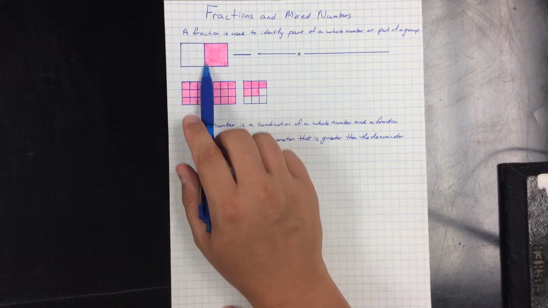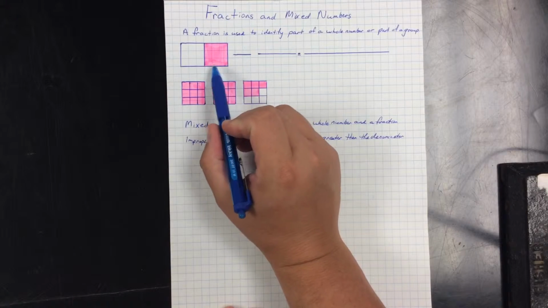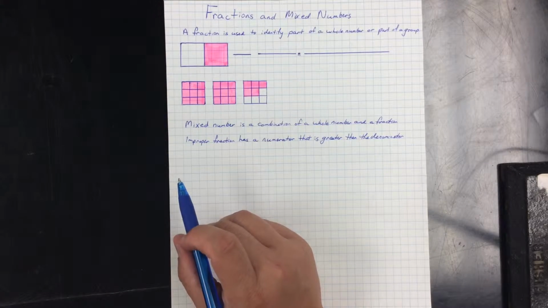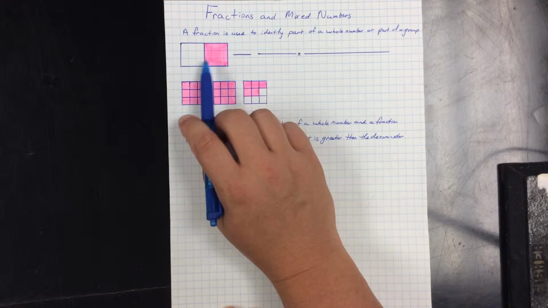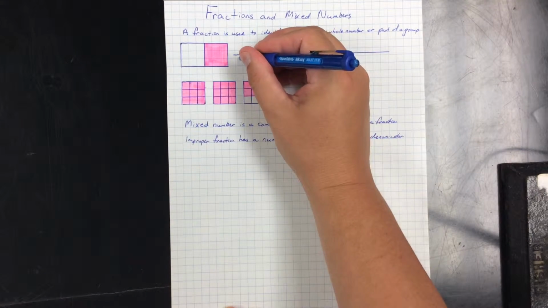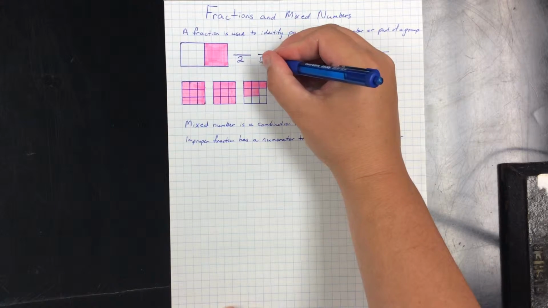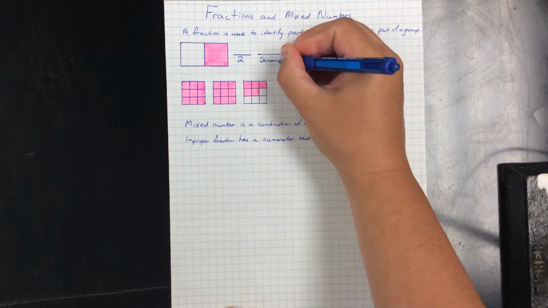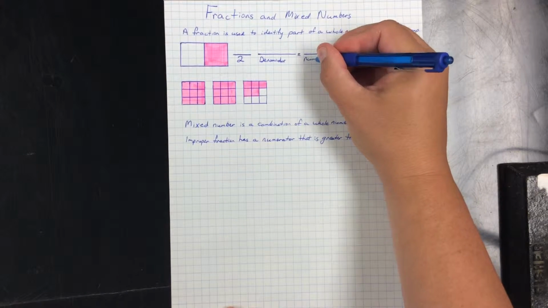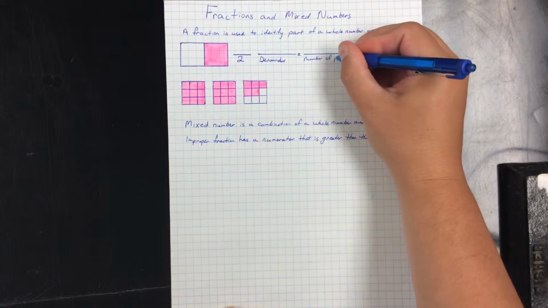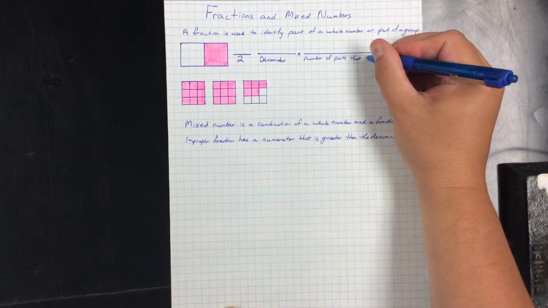I have a rectangle that's been divided here. So let's take a look at it and say that the ones that we've shaded in pink, they're the ones that we have, and we're looking at the whole. So the first thing we need to think about is how many pieces has this been divided into? Well, it's been divided into 2. And that's going to be our denominator, because the denominator is the number of pieces or parts that the whole has been divided into.